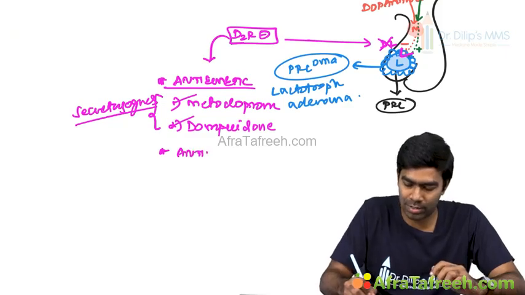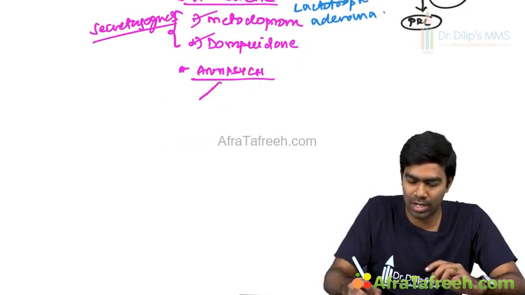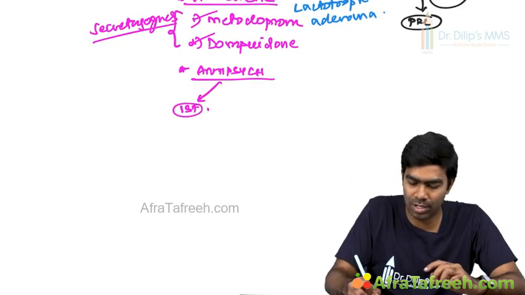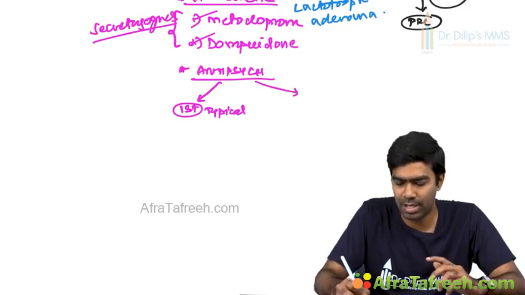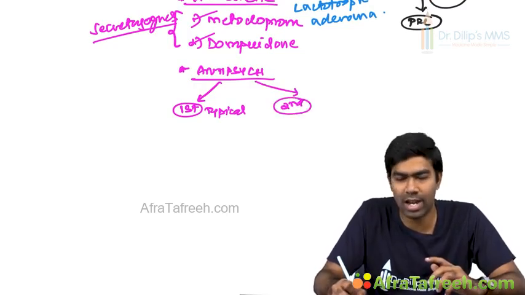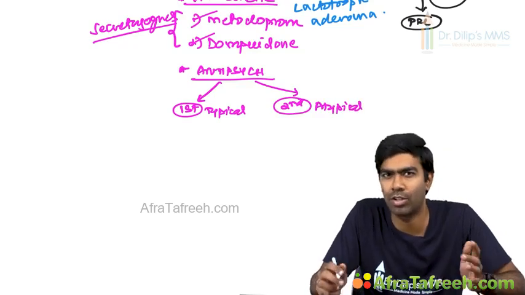But even though these can be used as secretagogues, a lot of antipsychotic drugs that are D2 blockers can result in hyperprolactinemia. What are the antipsychotic drugs? You can divide them into first generation or typical antipsychotics, which predominantly act on the dopamine receptors, and second generation antipsychotics, which are nothing but atypical antipsychotics, which don't predominantly act on the dopamine receptors.